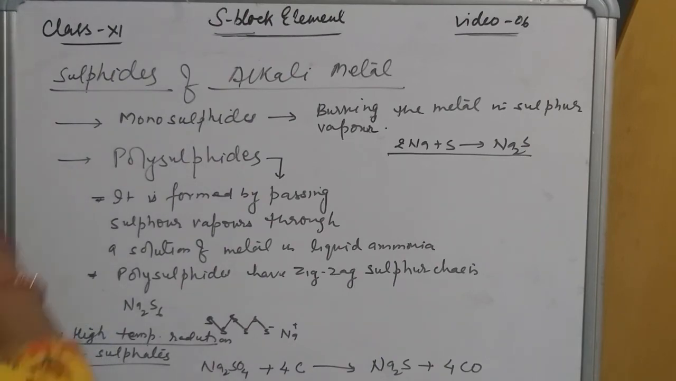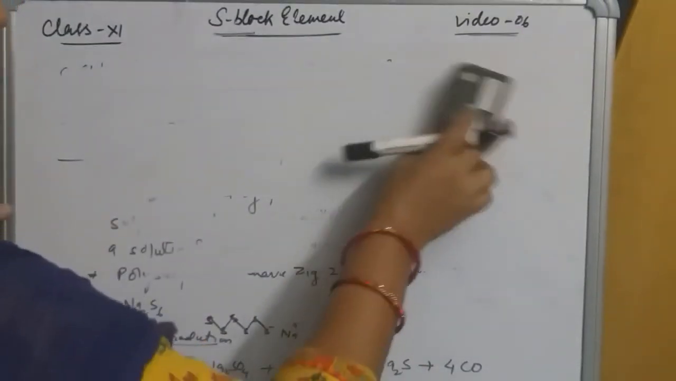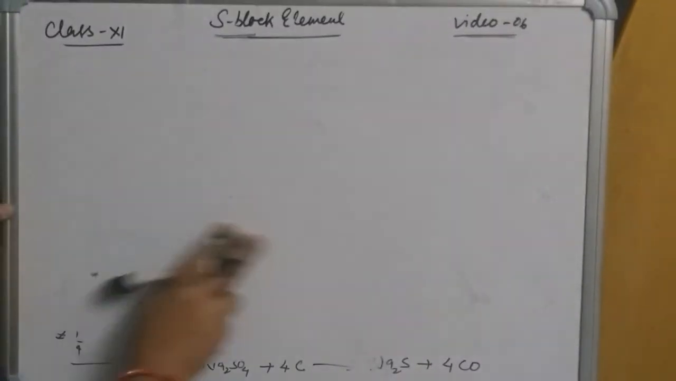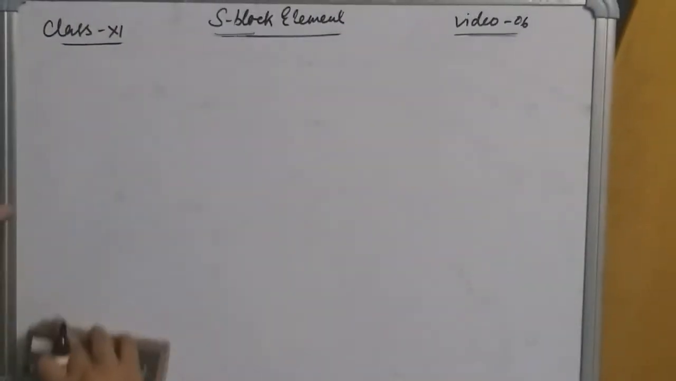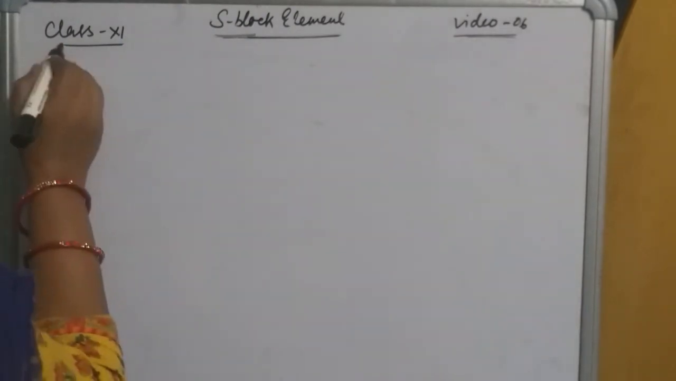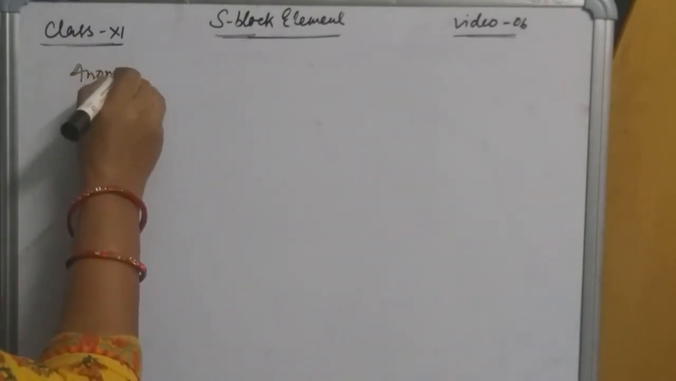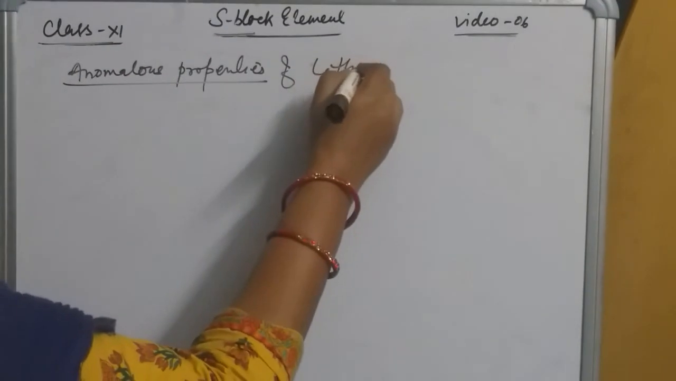the first member of group 1. What are the anomalous properties of lithium? As we see in a number of reactions, lithium shows properties other than the rest of the members. What is the reason why lithium, the first member of group 1, shows anomalous properties, meaning properties other than the next members?